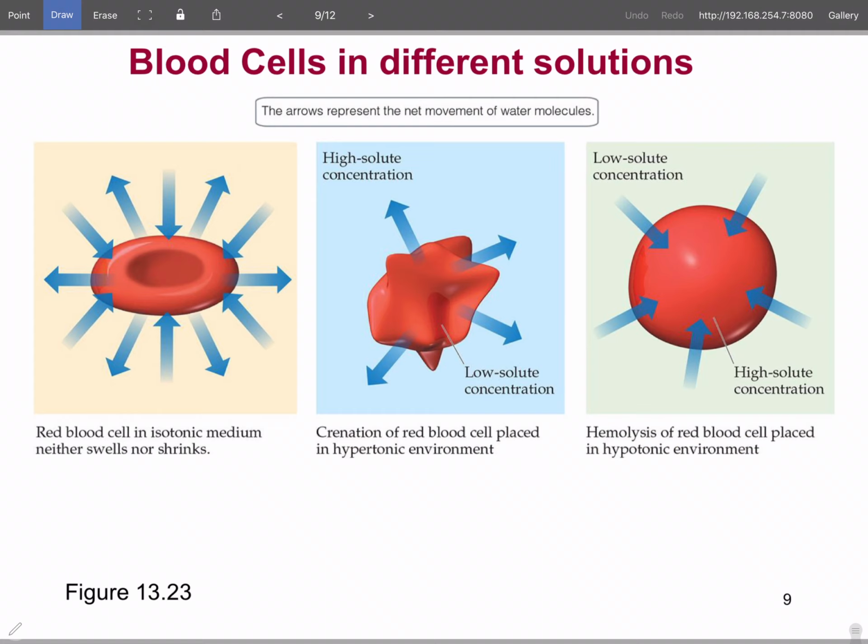Well, these are the good slides. So this shows you why this is critical. And this is critical because if you're ever in the hospital, you may need an IV, and you want an IV that is isotonic. Because if you put an isotonic solution in your bloodstream, your red blood cells don't shrink and they don't get any larger. They just stay happy as a clam.